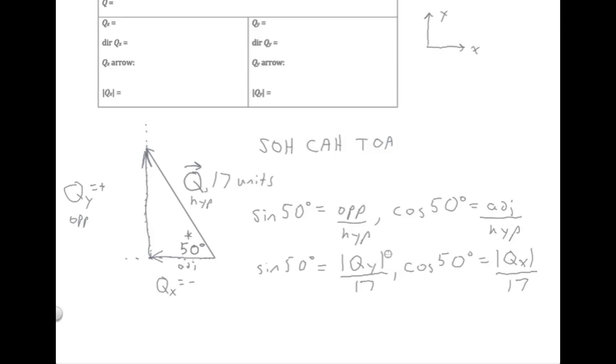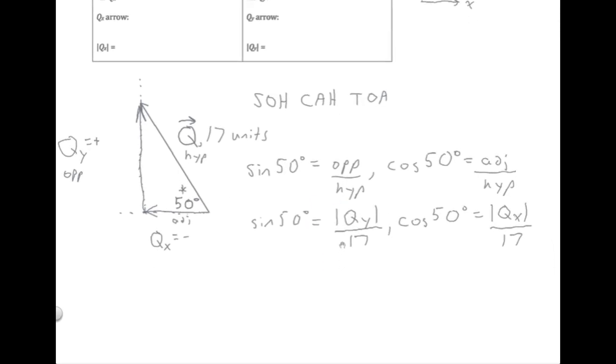You may or may not see your professor or your textbook use absolute value signs like this because the professor might just keep track in their head that they're only focusing on the magnitude here. But for a beginner, it's good to have a specific symbol to remind ourselves that when we're using SOHCAHTOA, we're just focusing on lengths. So these are going to be magnitudes.